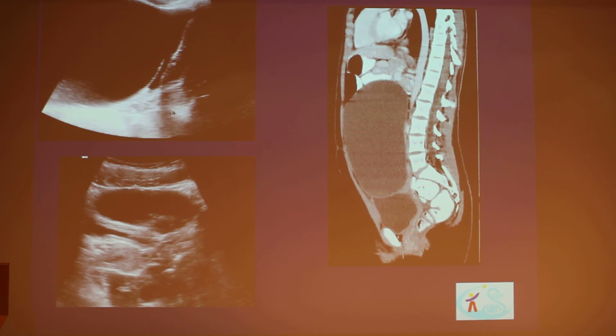This is another patient who had a huge hemorrhagic cyst filling up her whole abdomen and causing pain. And you can see in the ultrasound that there is some debris in the dependent area.